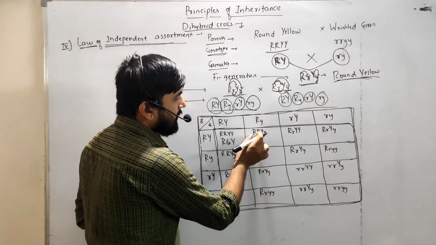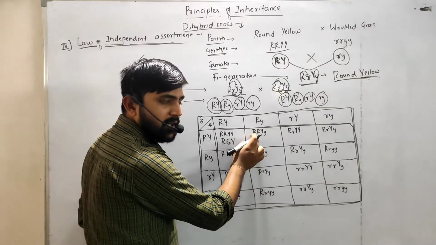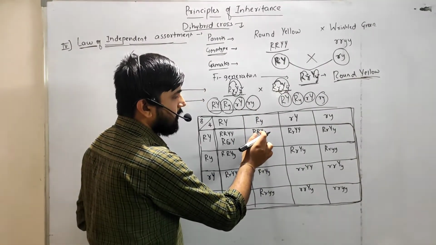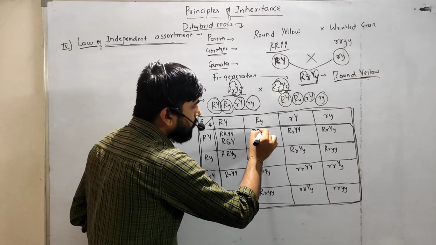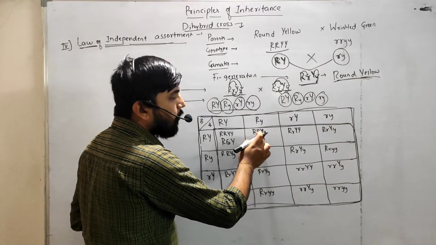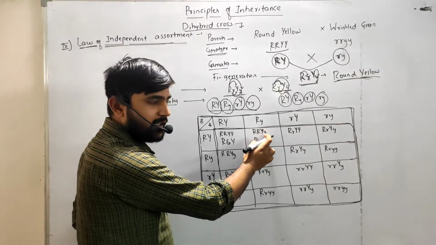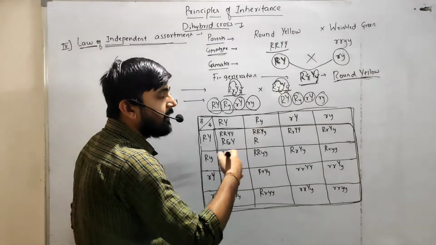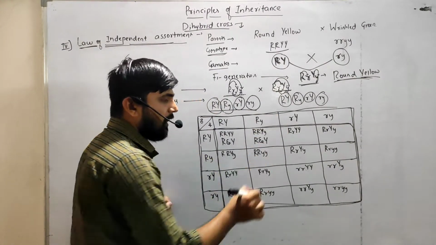And here also, capital R, capital R means both are in homozygous condition, and capital R is always dominant, so this is round. Next, capital Y, small y. This capital Y is dominant over the small y. Capital Y represents the yellow color and small y represents the green color. In this condition the dominant one is capital Y, so it will express its character. So it should be round and yellow.